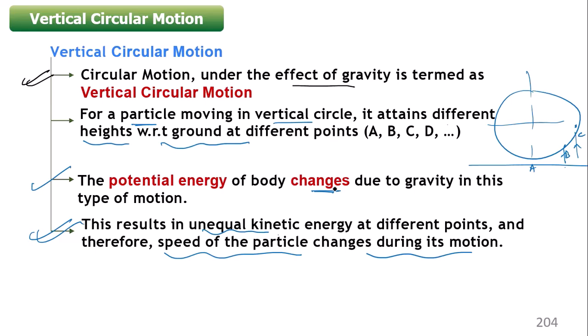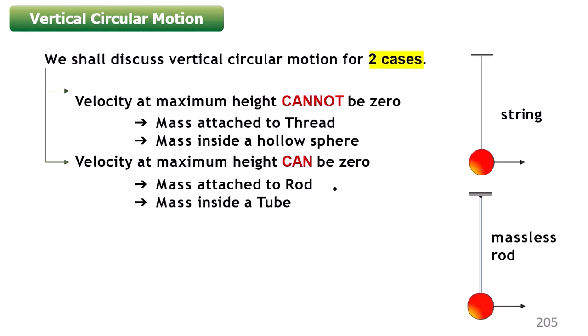So whenever I am discussing non-uniform circular motion, there are two varieties of problem. Either the particle is connected to a string or the particle is connected to a rod. The difference between the string and the rod is that for a string, the tension can be zero. But for a massless rod, the tension cannot be equal to zero. So these are the two situations where we have to apply the concept of vertical circular motion, whether the ball is tied with a string or with a massless rod. I will explain this part.